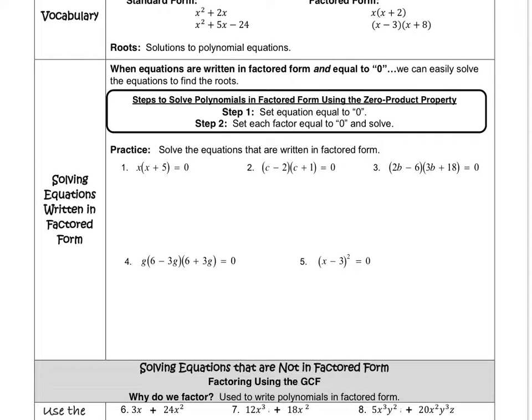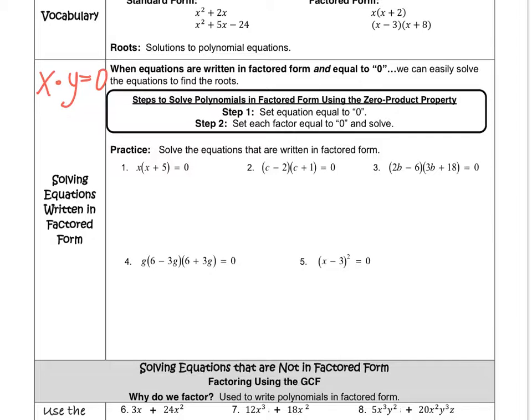So let's just think for a minute. If I gave you this equation, x times y equals 0, I want you to think, what could you say for sure about this equation? What could you say for sure about the x or the y? Well, the zero product property is saying that one of these has to be a 0. If you multiply two factors together, at least one of them has to be a 0. So we're going to use that zero product property in order to solve these factored equations.